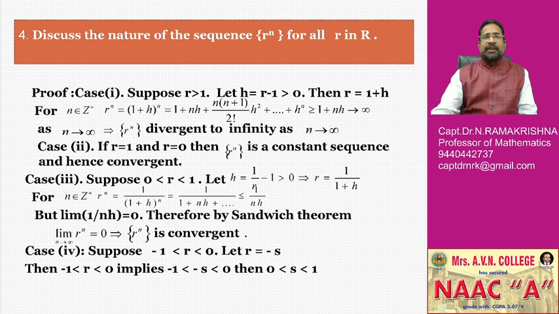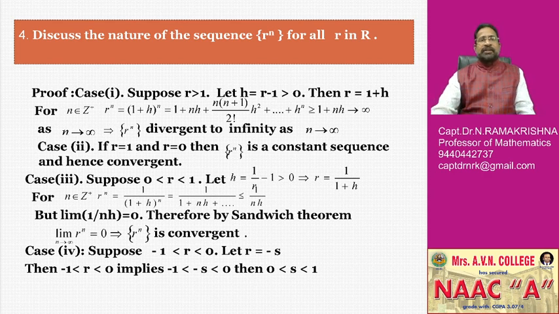Now you take the limit. The limit of 1 by nh is 0 as n tends to infinity; 1 by infinity is equal to 0. By the sandwich theorem, we have the limit of r power of n is equal to 0. So the sequence r power of n is convergent.